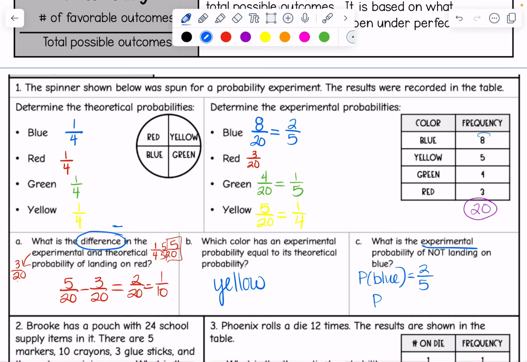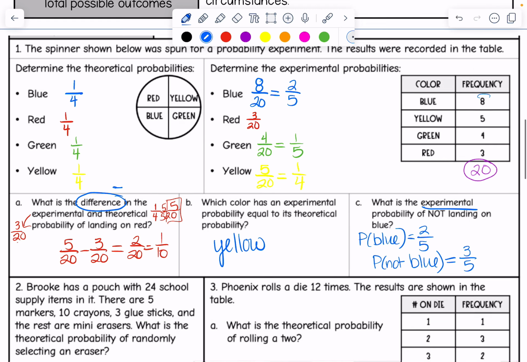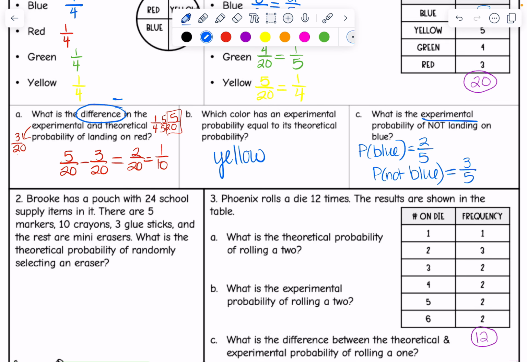And so the probability of not landing on blue, that means if 2 out of every 5 spins was blue, then 3 out of every 5 was not blue. Notice that those two will equal 1 whole together.